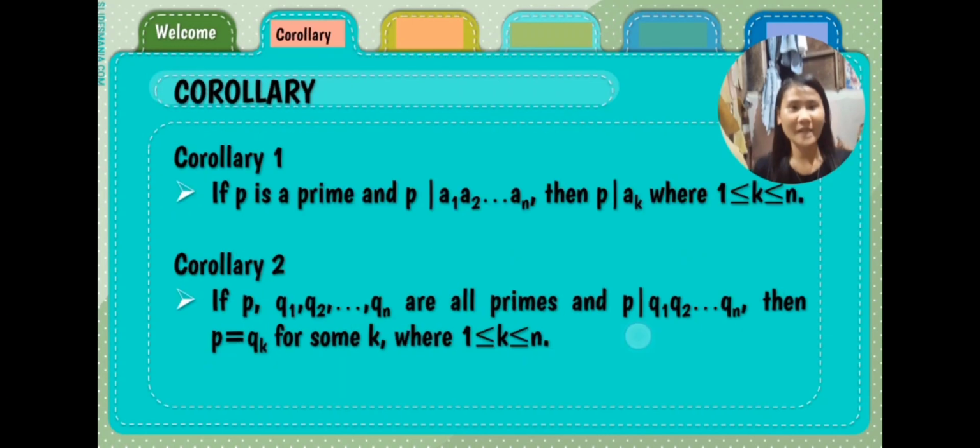p divides b. For the corollaries of theorem 3.1: corollary 1, if p is a prime and p divides a sub 1, a sub 2, up to a sub n, then p divides a sub k, where k is greater than or equal to 1 but less than or equal to n. Corollary 2, if p, q sub 1, q sub 2, up to q sub n are all primes, and p divides q sub 1, q sub 2, up to q sub n, then p is equal to q sub k for some k, where k is greater than or equal to 1 but less than or equal to n.